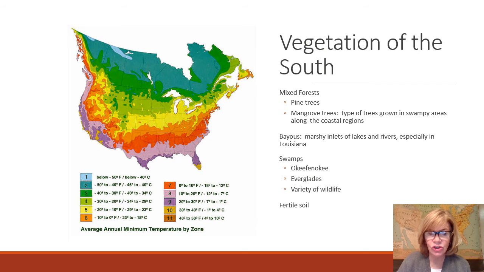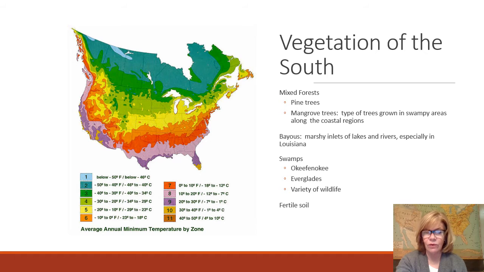This map right here shows vegetation. So you've got mixed forests, and in those you're going to have pine trees, mangroves. You go down to Florida, and it's interesting. You see fruit trees, you see mangroves, you see pine trees. If you go down into Florida and mostly Louisiana, you're going to see bayous. In Florida, there are a lot of different swampy areas. There are throughout the South, but Florida specifically, there's the Okefenokee Swamp and the Everglades.